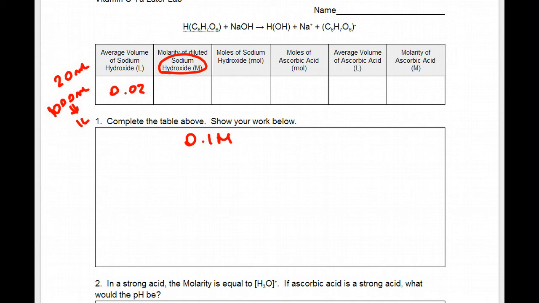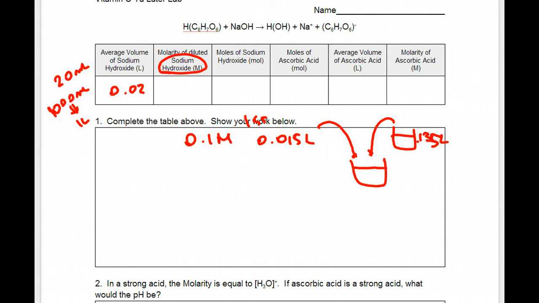In trying to figure out the molarity of the sodium hydroxide, what we did was we took 0.1 molar solution, we took 0.015 liters of it, and we added water up to 150 milliliters, or 0.15 of it. So this was our first solution, and we took water, 135 milliliters, or 0.135 liters, and we created a new solution. This new solution is 0.15 liters, and we're trying to figure out what the molarity of this is.